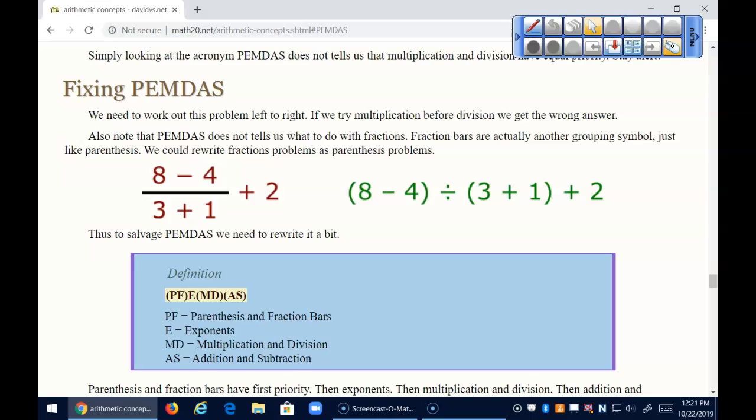And then, as Amanda just said, multiplication and division are the same priority. If that's all that's left, go left to right. And addition and subtraction are the same priority. If that's all that's left, go left to right. So we really just have four steps: parentheses and fraction bars, exponents, multiplication and division, and addition and subtraction. No one is ever going to write it like this, but in your head, mentally organize it that way.